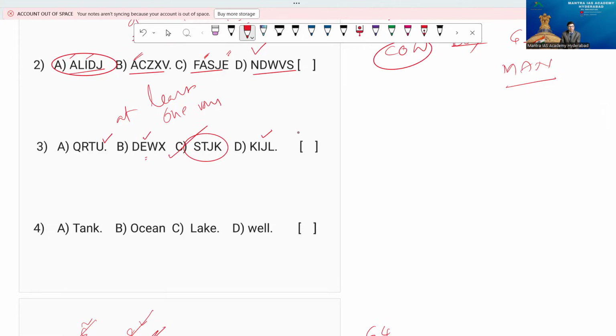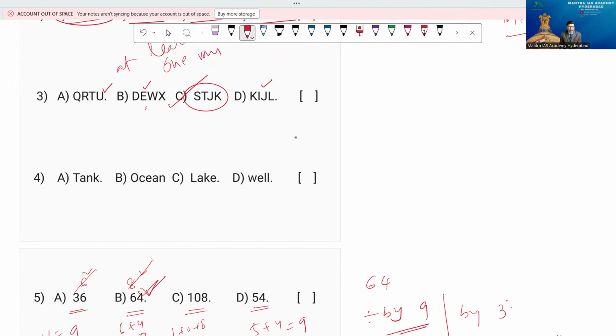Correct? Understood now? Excellent. Then come to the next point. Tank, ocean, lake, well. People will definitely have a different answer in this case. But I can tell you the intention of asking this question, my youngsters. If you observe, tank, lake, well have a limited scope. But in the ocean, we have an unlimited quantity of water. That's the reason we have to give the answer as ocean. This type of thinking is essential for your examination.